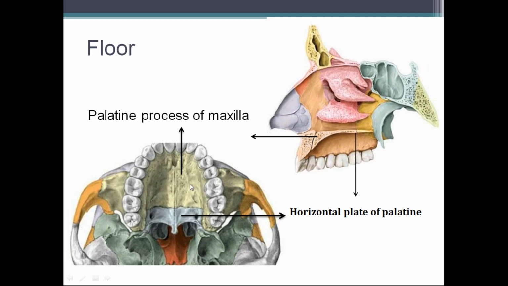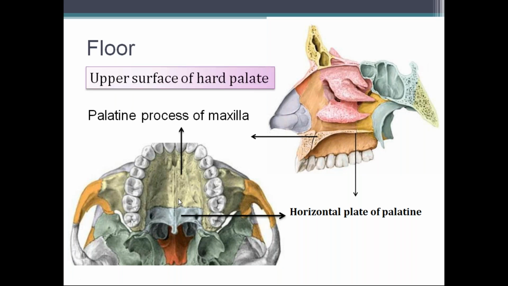So the floor of the nasal cavity is formed by palatine process of maxilla and horizontal plate of the palatine bone. So in short, the floor is formed by upper surface of the hard palate. Okay. So I think now you are clear with the roof and the floor of the nasal cavity.